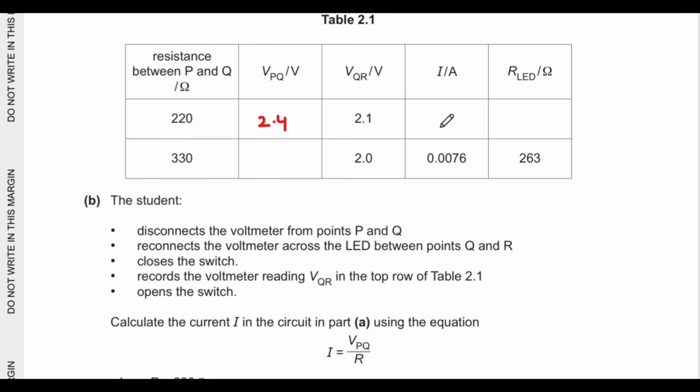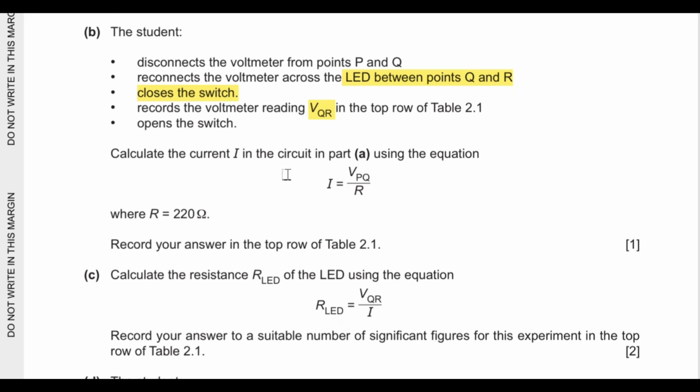After doing so, part B of the question says the student disconnects the voltmeter from P and Q, reconnects the voltmeter across the LED between the points Q and R and closes the switch, records the voltmeter reading VQR in the top row of table 2.1 and then opens the switch again. Calculate the current in the circuit in part A using this equation, where the resistance which is provided is 220 ohms, and we have to write the answer in table 2.1.